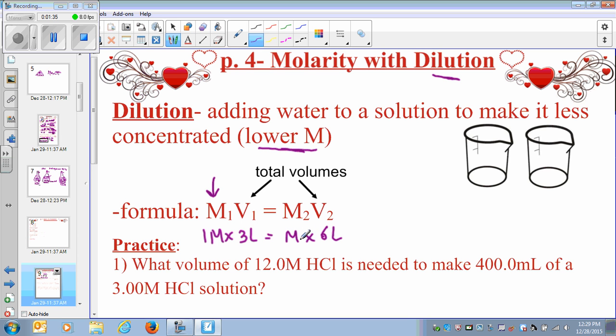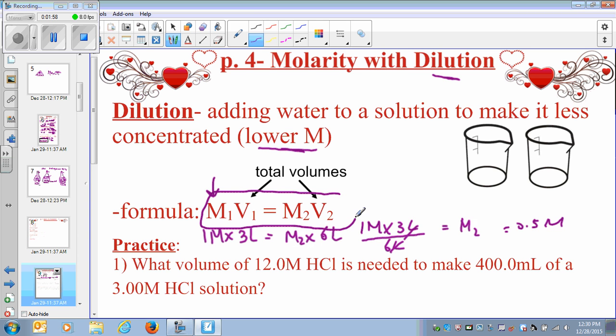So what happens to the molarity? Of course, the molarity is going to go down because to calculate the molarity, you will do 1 molar multiplied by 3 liters divided by 6 liters. The liters get cancelled, and it is going to be 0.5 molar. So the molarity went half because you doubled the volume. This is the formula we are going to use if we are given two molarities or two different volumes. That is called molarity by dilution.